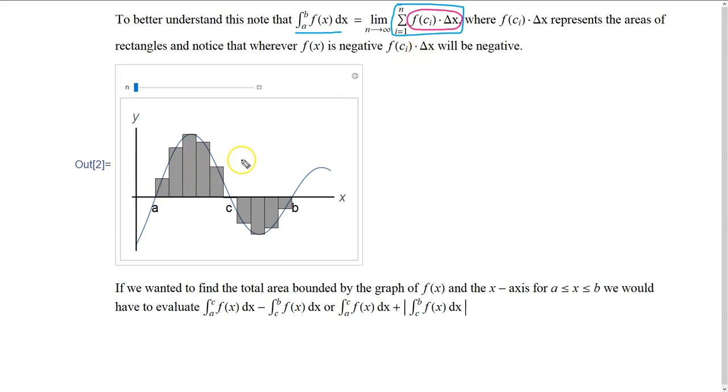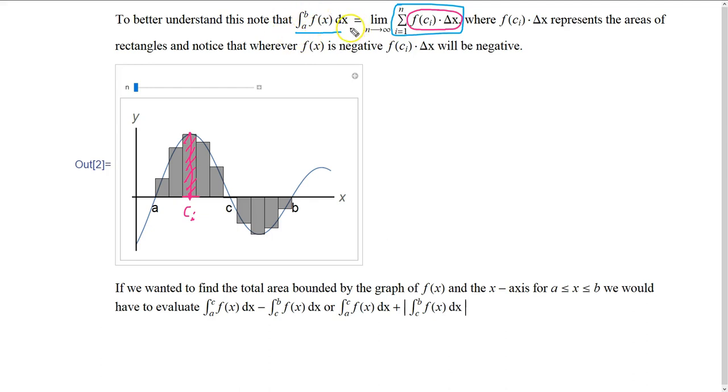For example, if you look at this graphic down here, the c_i might be right there. f of c_i would be the height of this rectangle. It would be this distance here. And then the delta x would be the width. So when you evaluate f of c_i times delta x, that simply represents the area of one of these rectangles. And then the summation means you add all of these areas up, and then you take the limit as n goes to infinity, and that will give you the value of your definite integral.